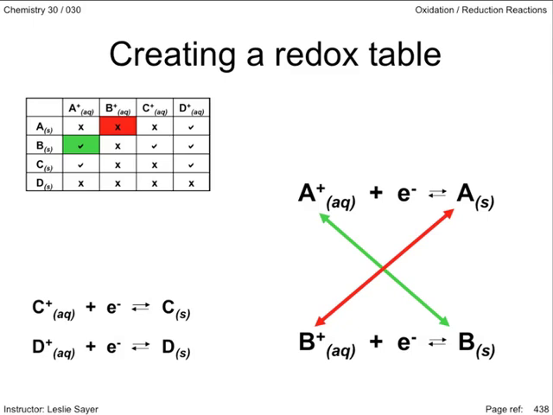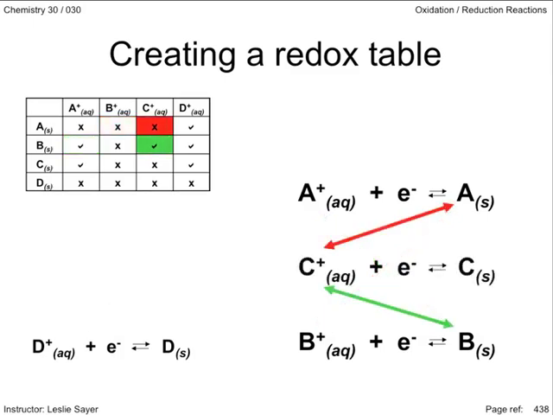The C ion, according to the data table, reacts with B metal and the D metal, but not with the A metal. So looking at the A and B equations I've already arranged, that means the C ion must be positioned above the B metal, because it reacts with the B metal, but below the A metal, because it doesn't react with the A metal.